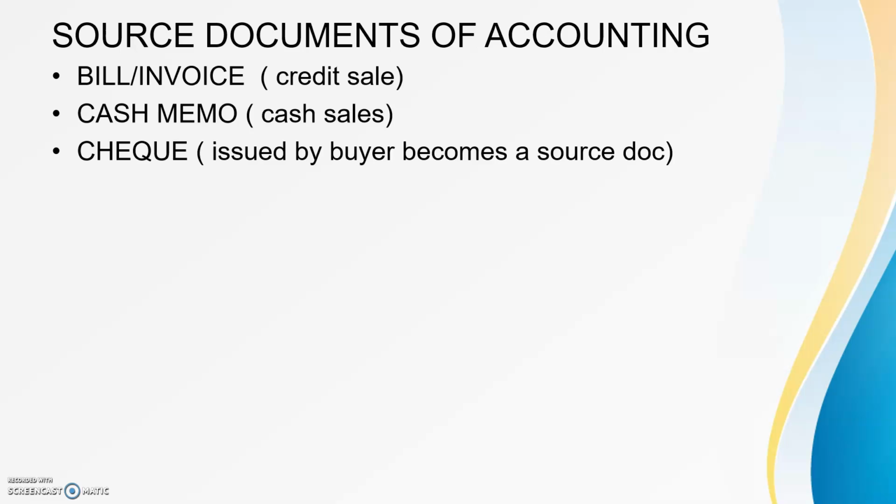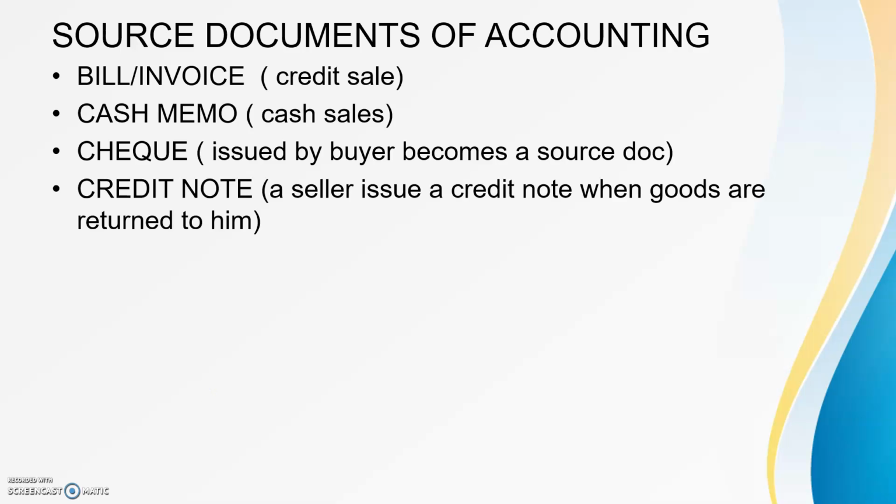Number 3, cheque. A cheque issued by a buyer becomes a source document for recording the transaction in the books of accounts of both the buyer and the seller. Number 4, credit note. A credit note is recorded by the seller when the goods sold by him are returned to him by the buyer. It contains details of the goods returned, the buyer's details and the amount involved. A credit note is even used by the banking sector. The credit note is issued to the account holder when a certain amount is credited to his account. A credit note is also used to increase the value of the previous invoice sent by the supplier, and the credit note will be issued by the customer to the supplier.